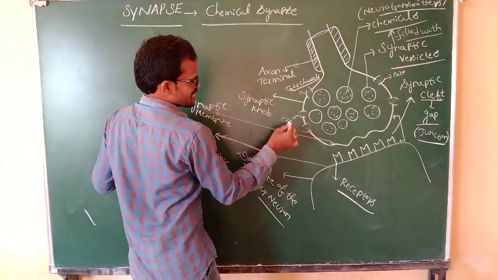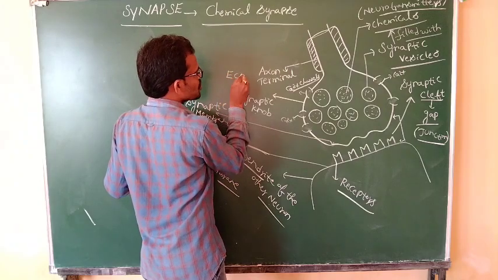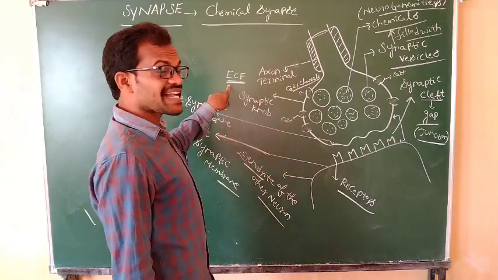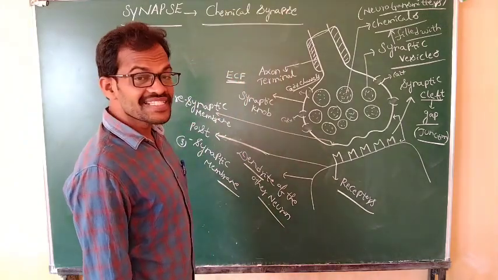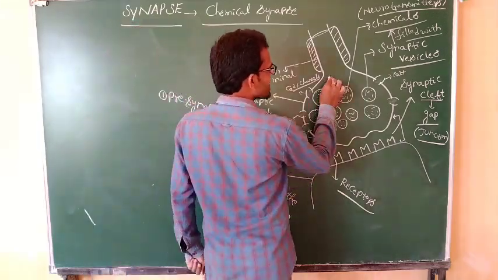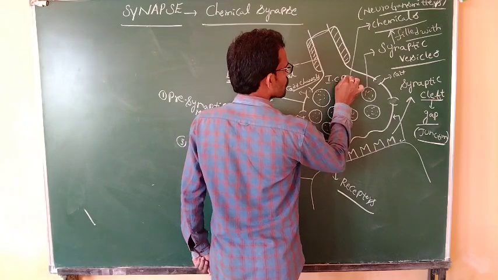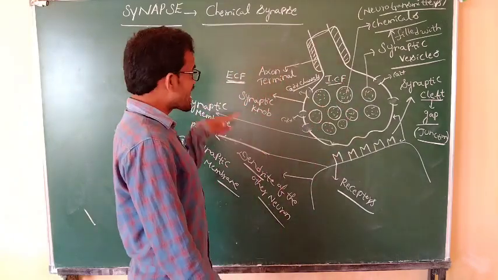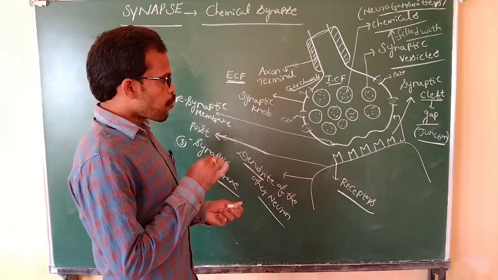This indicates extracellular fluid. It is a single nerve cell. Outside the cell is the extracellular fluid. This is the intracellular fluid, and this is the extracellular fluid.